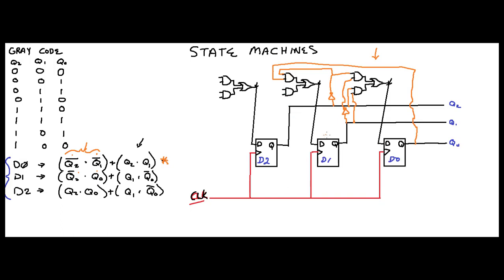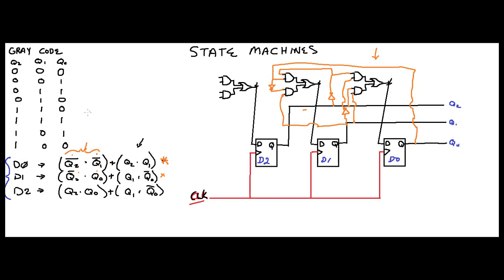Well, here's your Q1. Right there is your Q1. Q0 bar. We can tap off this one, can't we? Just run it through an inverter. It's a little inverter there. Okay, so there's your Q0 bar, and there is your Q1. Let's do D2 now.